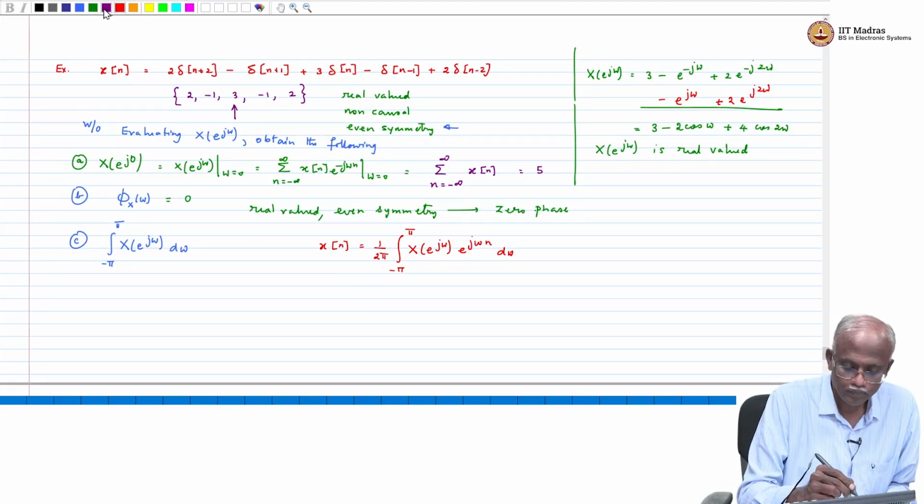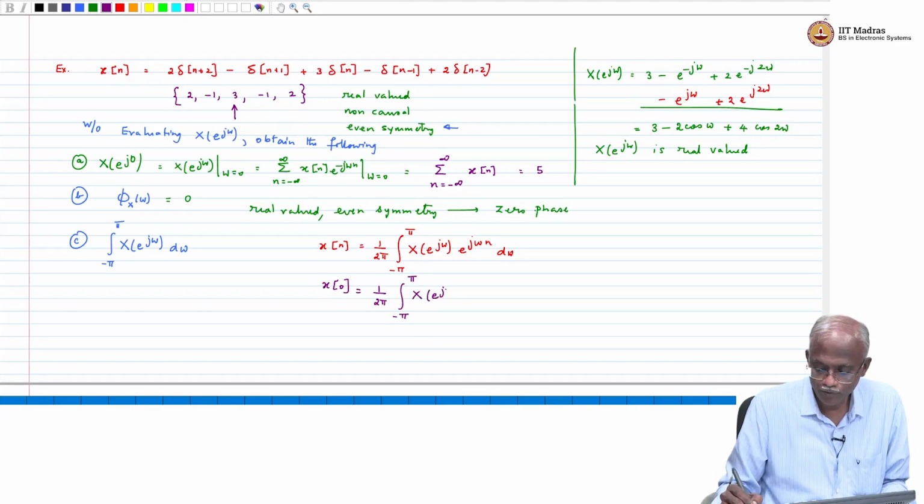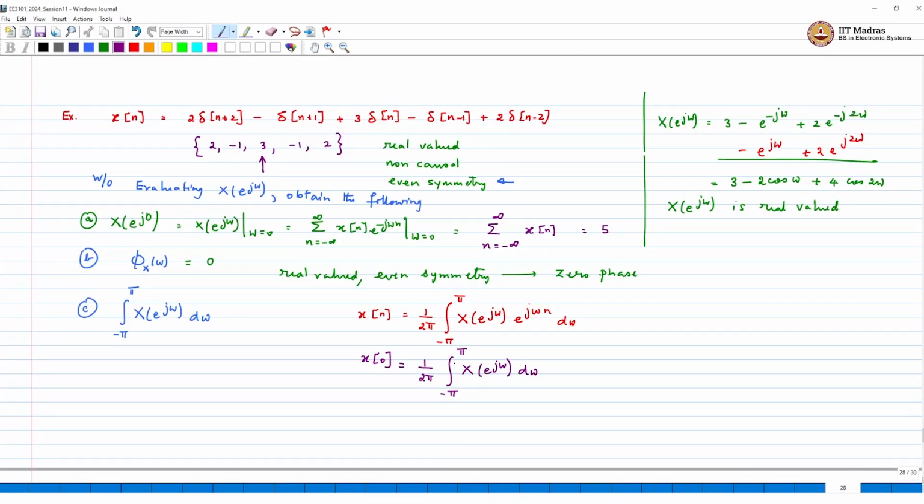Okay? If you substitute n equal to 0, x of 0, what do you get? 1 over 2 pi integral from minus pi to pi of X e of j omega d omega. That's exactly what we have. So what will this be equal to? The only thing to be careful about is don't forget that 1 over 2 pi. So this will be equal to 2 pi times x of 0. What is x of 0? It is 3. So this is equal to 6 pi.